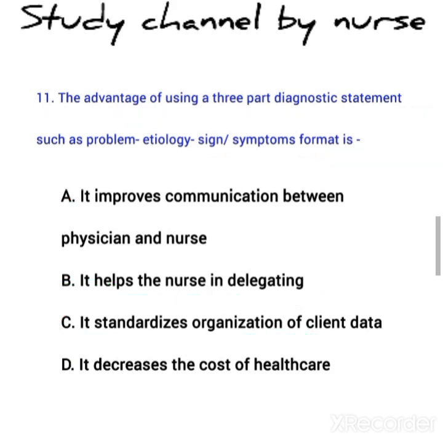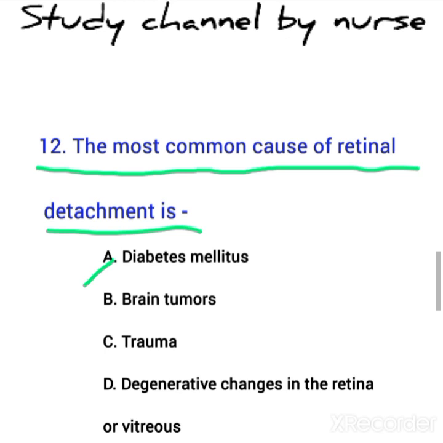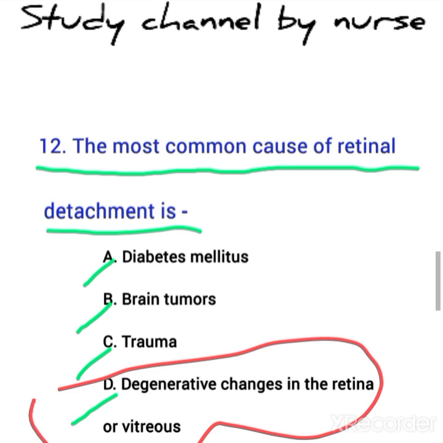Next, question number 12. The most common cause of retinal detachment is option A diabetes mellitus. Option B brain tumors. Option C trauma. Option D degenerative changes in the retina. And the correct answer is option D, degenerative changes in the retina.